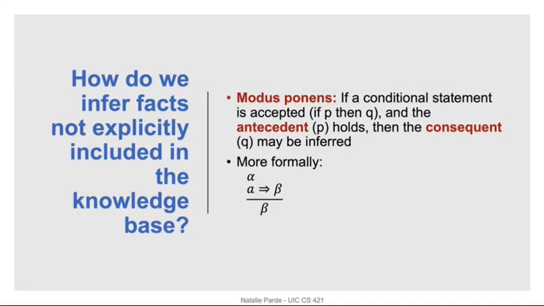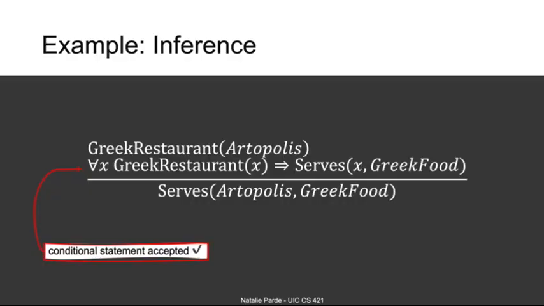or if-then reasoning. Basically, if we have a predicate P and a predicate Q, and we have a conditional statement if P then Q that has been accepted as true, and we also know that P is true, then we can also infer that Q is true. More generally, we can infer that the right-hand side of an implication is true if we know that the left-hand side of the implication is true. We can see what this looks like here.